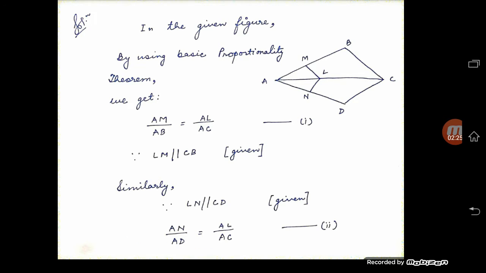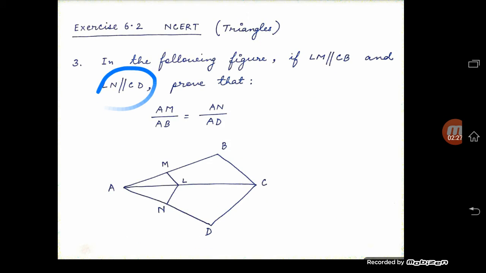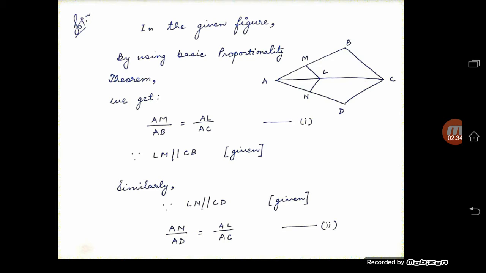Similarly, there is another condition which is given: LN is parallel to CD. Now we use the basic proportionality theorem similarly for this condition. LN is parallel to CD. So the basic proportionality theorem says that AN by AD is equal to AL by AC. We write this as equation number 2.